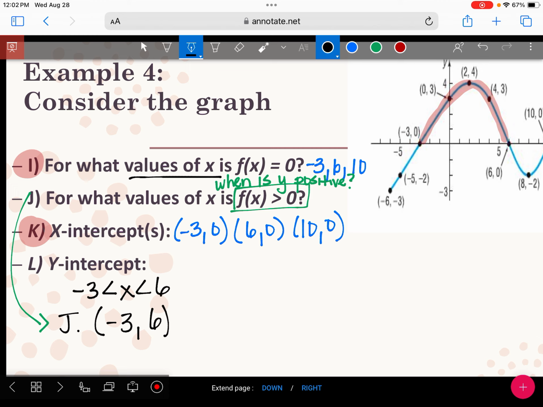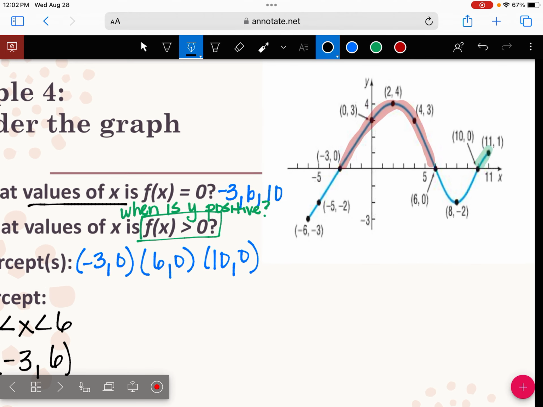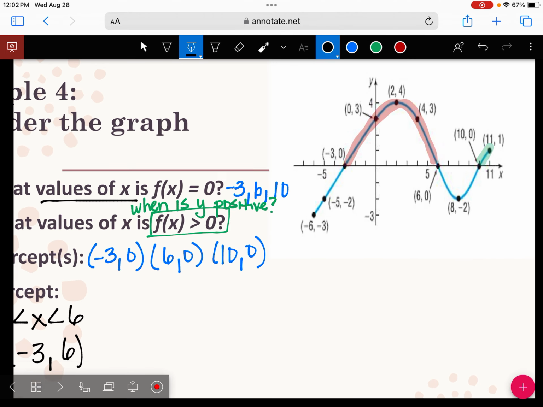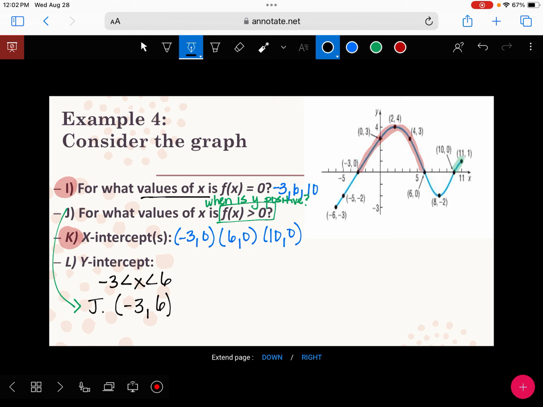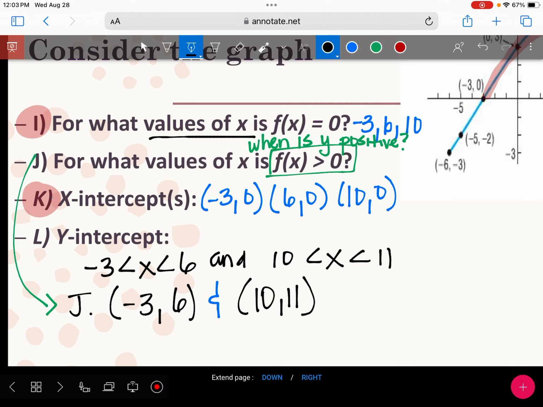So the interval where y is positive is when x is greater than -3, but less than 6. And then it's also positive here between 10 and 11. So it's also positive between 10 and 11. So I'm just writing it both ways so you can see it. You don't have to write it both ways when you take your test.